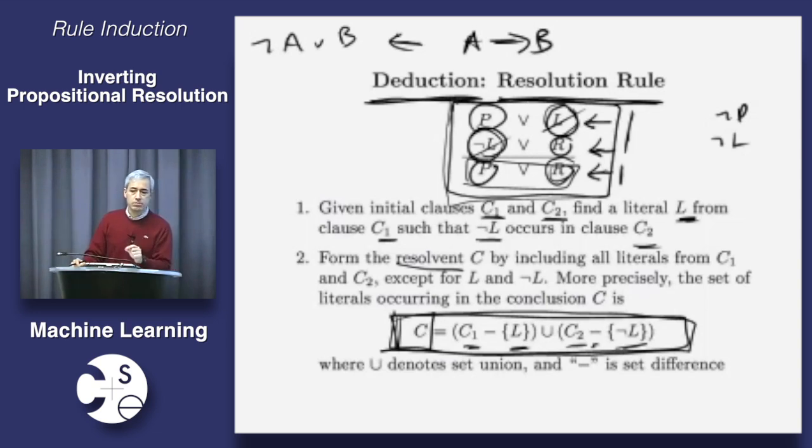Why did we take the trouble to write this down formally? Because, hey, we're trying to invert this. Now that we've written it down like this, we can figure out how to do the inverse, right? What is the inverse of this? So deduction was going from C1 and C2 to C. What is induction going to be?